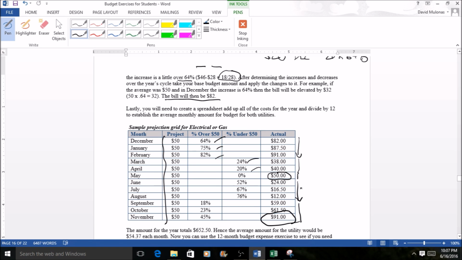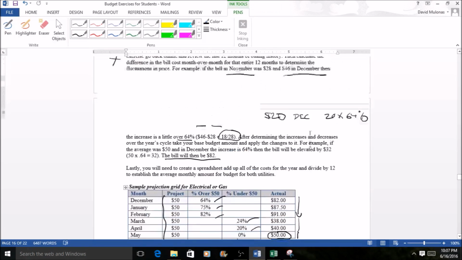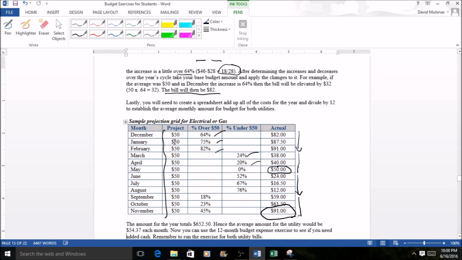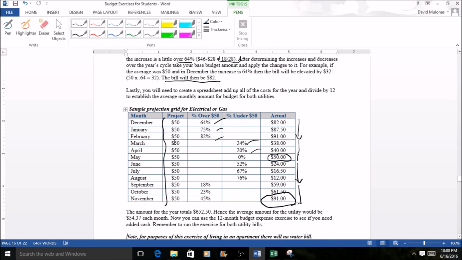This is going to take you a little time to do. It'll be 10 minutes or so to figure out all the calculations. We'll go back up here real quick. Reminder, you need to make sure that you take 2% of your gross income right here. Start with that number. In the example we gave you, it was $50. Find out the differences for the 12 months in terms of the increase or decrease, or if it stays flat like it did here in May, and then add or subtract to come up with the differences in the bills.